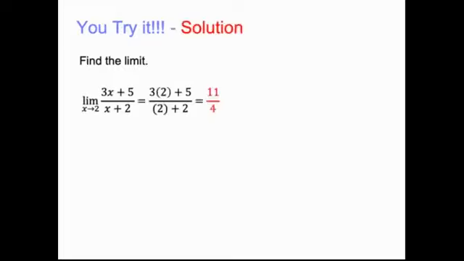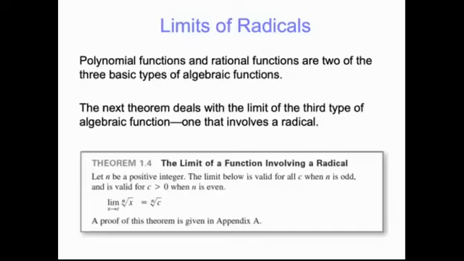So you should have noticed that 2 is in the domain of the function. Therefore, you can use direct substitution, and you should have got 11 over 4 as your answer. Now that we've looked at polynomial functions and rational functions, which are just 2 of the 3 basic types of algebraic functions, we're going to look at the third type of algebraic function, which involves a radical.